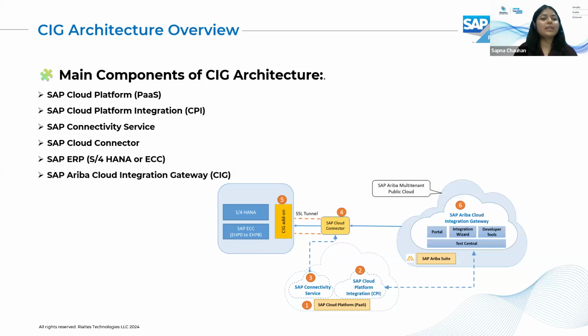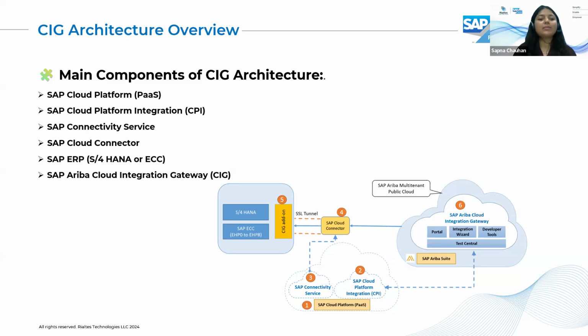Then we have SAP connectivity service. It provides a secure tunnel between your on-premise system and the cloud. It provides cloud connectors to ensure encrypted data. Then we have SAP ERP or ECC, like your backend system, S/4HANA or ECC, whatever you are using. Your ERP system generates business data like POs and invoices. The CIG add-on formats and prepares data to send to Ariba. And it also communicates by iDocs depending on the integration scenario.